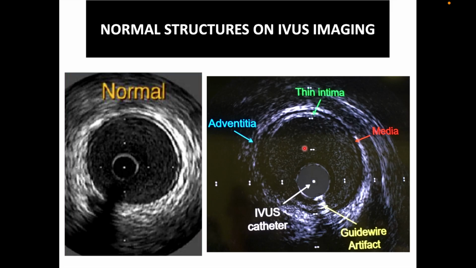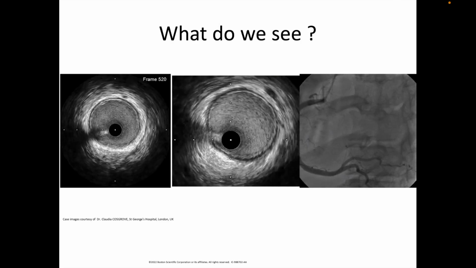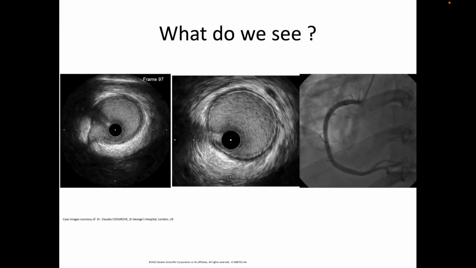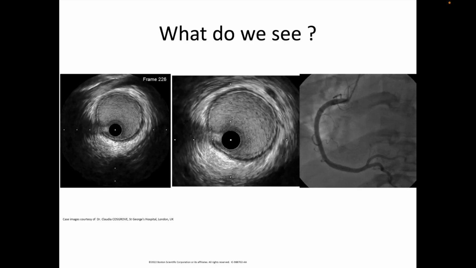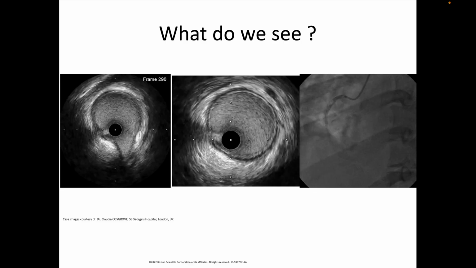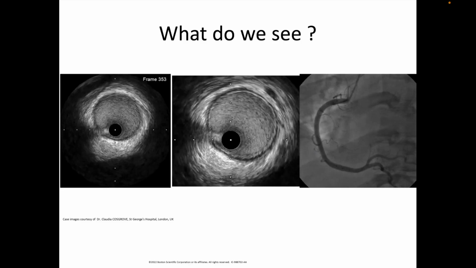So remember LIMA, going from inside out: L is for lumen, then I is for intima, then M is for media, then A is for adventitia. So LIMA as we go from inside outwards. So what do we see here? Now this is an IVUS run of the right coronary artery. Let's see if we can identify the structures seen here.